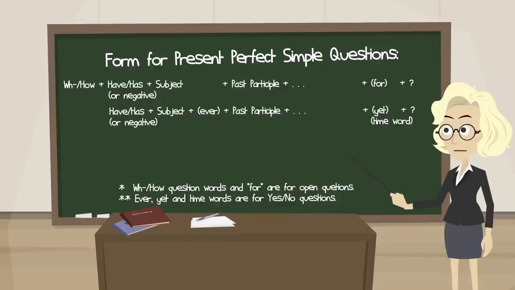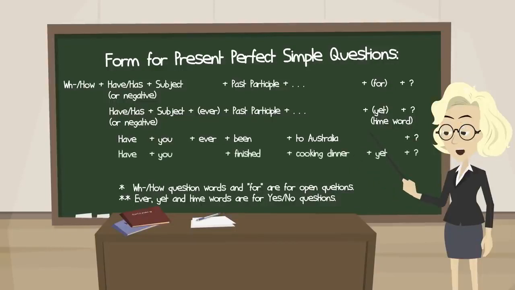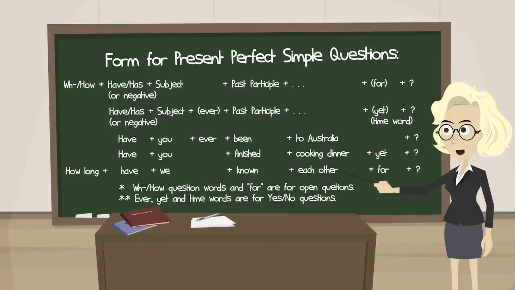Let's have a look at some examples. Have you been to Australia? So we start the question with have plus the subject you plus ever plus the past participle been plus to Australia. Have you finished cooking dinner yet? Here we used yet. How long have we known each other for? Here we began the question with how long and ended it with for.